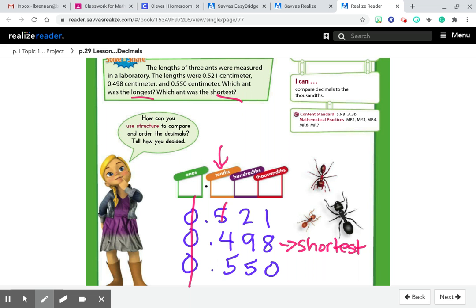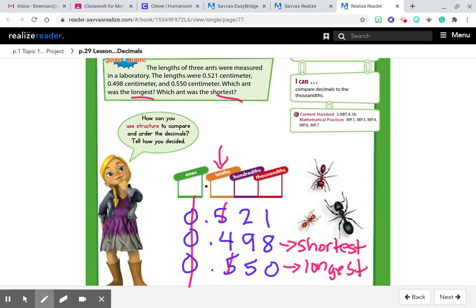They both have a 5. So now we need to go to the next largest place value, which is the hundredths. The first ant has a 2 and this one has a 5. So this one is going to be the longest. And if you looked at them as ordinary, standard numbers, you know that 550 is bigger than 521.